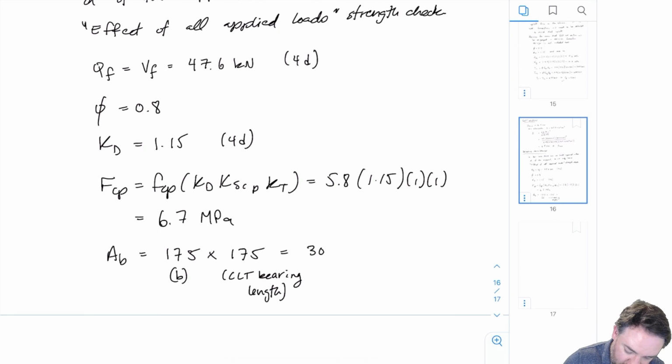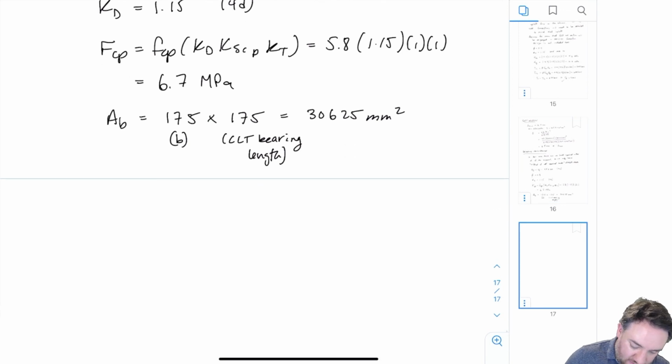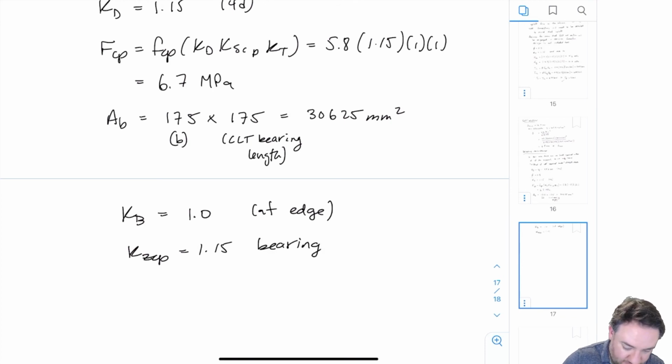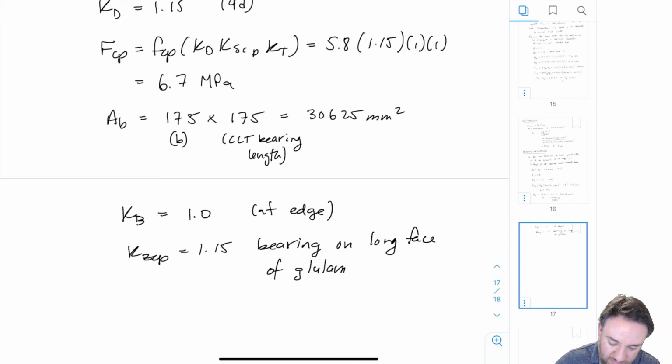Okay, my KB, my length of bearing factor, is going to be 1.0 because we're at the edge of the member, like we're at the end of the member. And my KZCP is going to be 1.15 because we're bearing on the long face of the glulam lamination. If you need review of this, go back to the bearing resistance compression perpendicular videos where I explain this in quite a lot of detail.